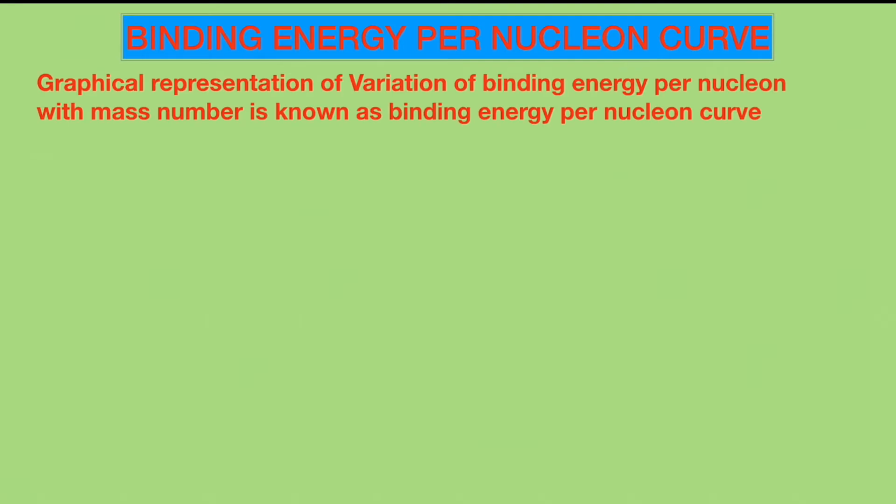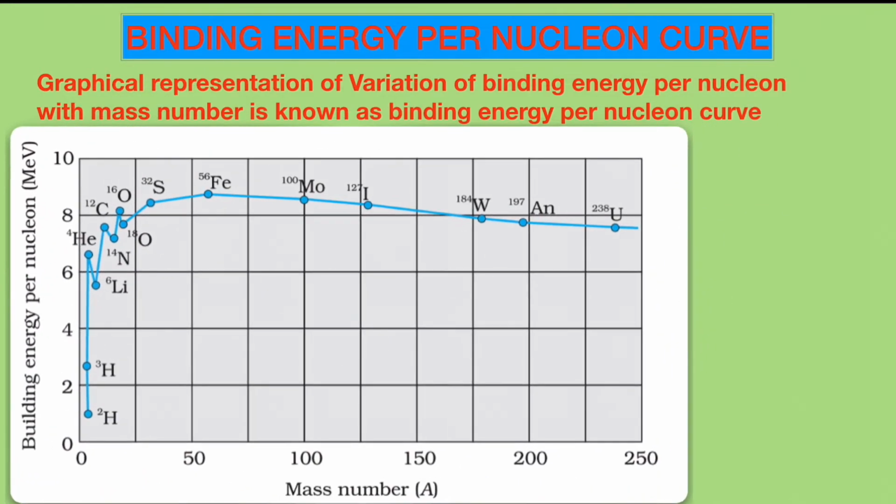As the name itself makes clear, it is related to a graph. It is the graphical representation of the variation of binding energy per nucleon with mass number. So mass number is a very important parameter here. We will have a graph between mass number and binding energy per nucleon. This is the curve we are talking about, the binding energy per nucleon curve.